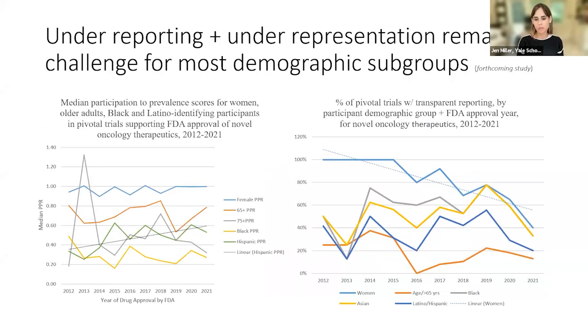Another concern was that maybe our data was old and too retrospective, because the initial pilot focused on products approved between 2012 and 2017. It was highly possible that things were getting better for 2018 to 2021 or 2022 product approvals. So this is some forthcoming work that we have drafted. Here you can see that in general, for most demographic groups, we're not seeing a statistically significant improvement in representation, except perhaps for Latino patients. And in fact, for females, transparency is going down. Next slide.